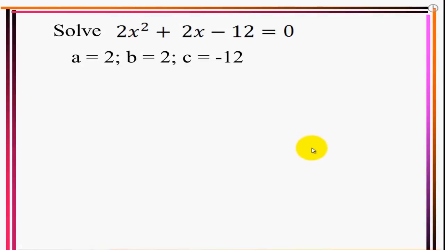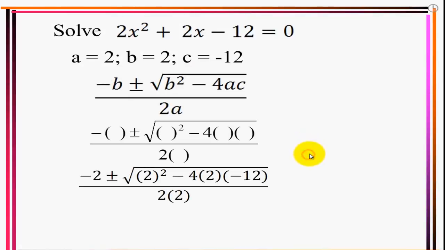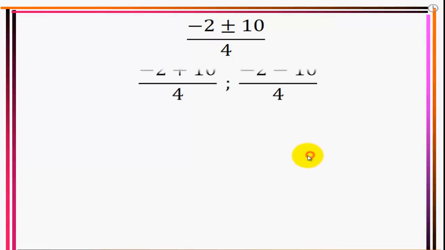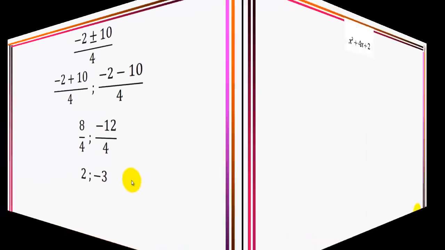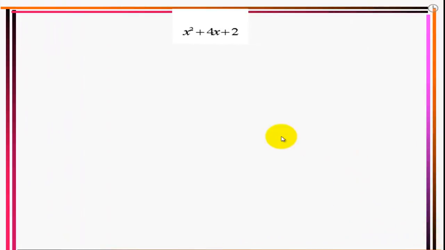Alright, the answer should be 2 and negative 3. Alright, next, let's find the solution set of this quadratic equation: x squared plus 4x plus 2 equals 0.